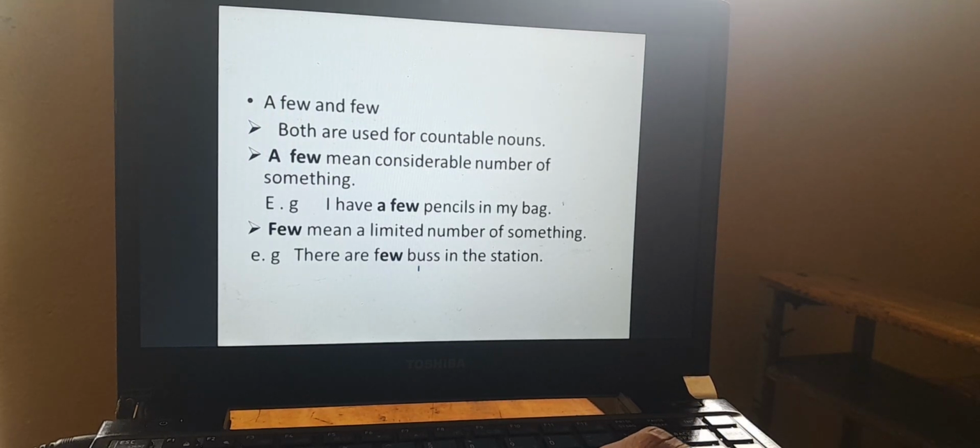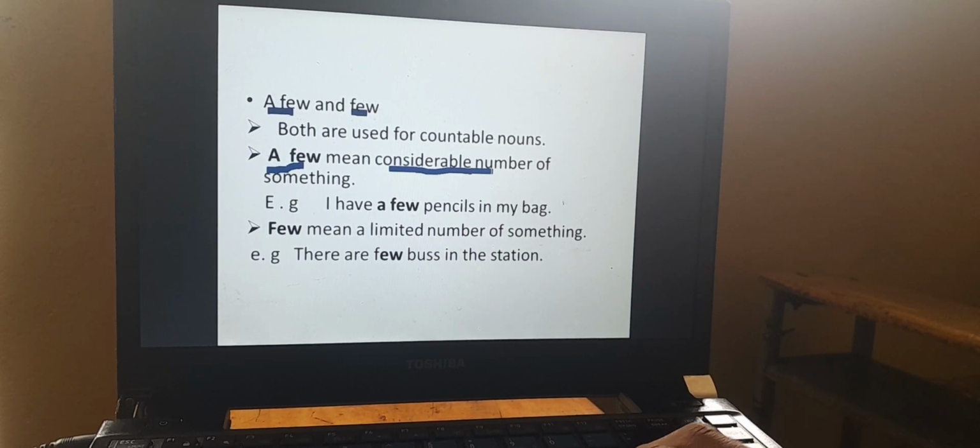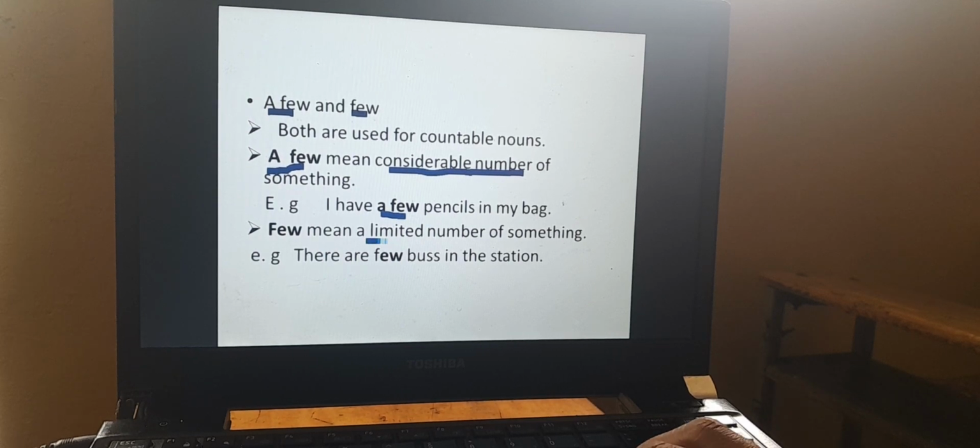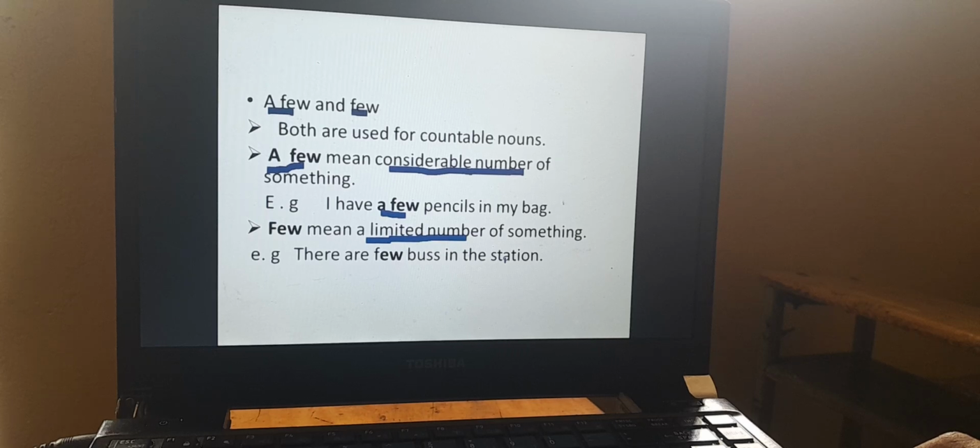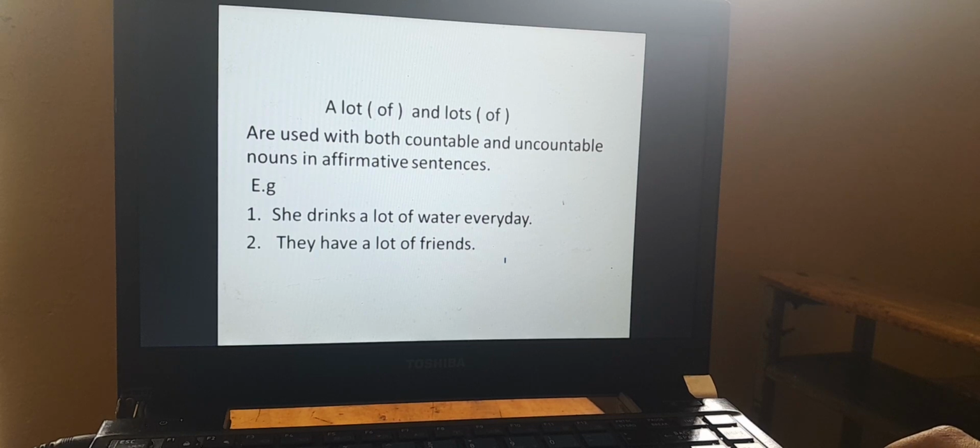And a few and few. How are we going to use these two quantifiers? A few and few, both are used for countable nouns. A few means a considerable number of something. I have a few pencils in my bag. Few means a limited number of something. There are few buses in the station, so the number of buses in the station is limited.